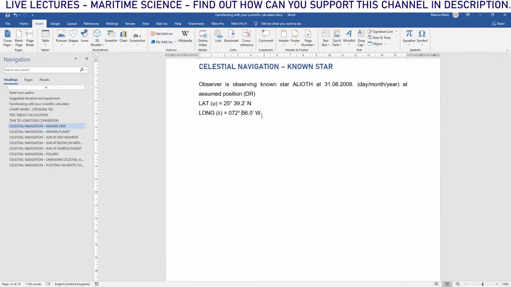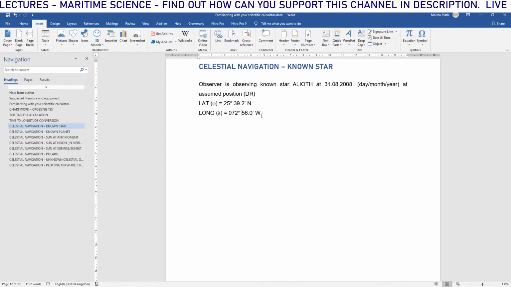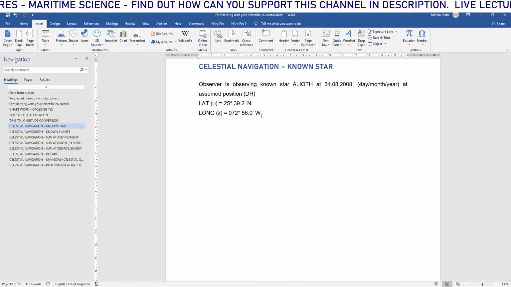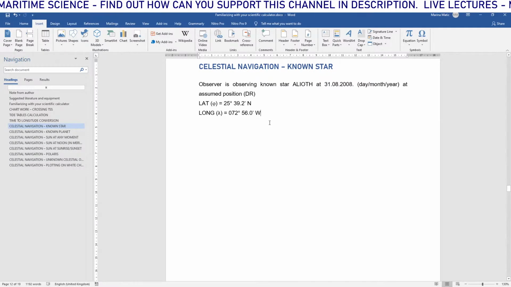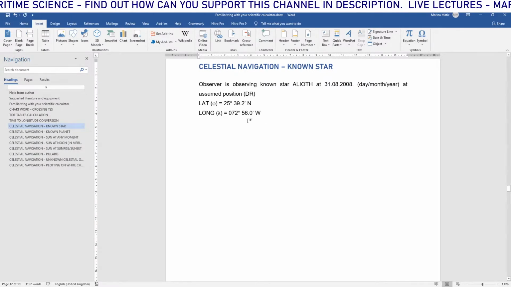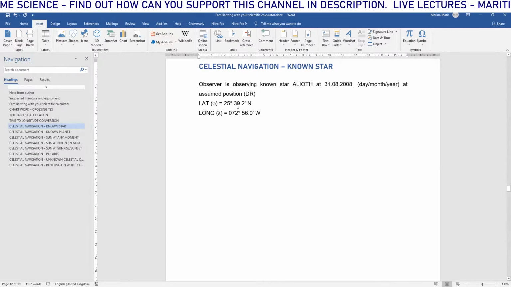It is the same with course and bearing. So if the bearing is 67, we write it down as 067 in order to avoid confusion, so somebody doesn't add 1 or 2 in front of the 2-digit value. So that is our assumed position, or DR position.